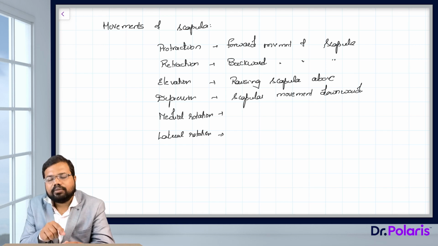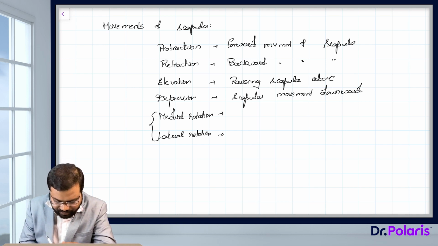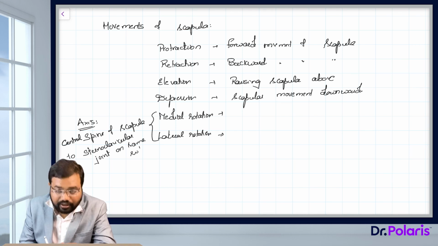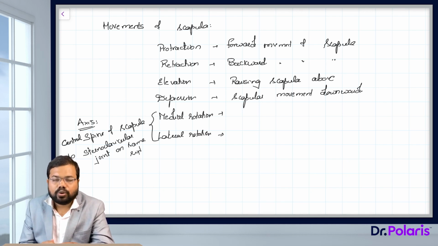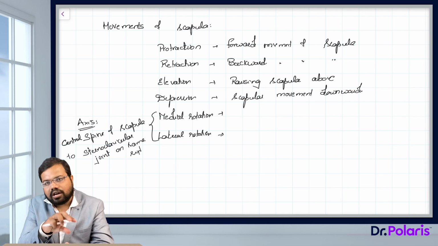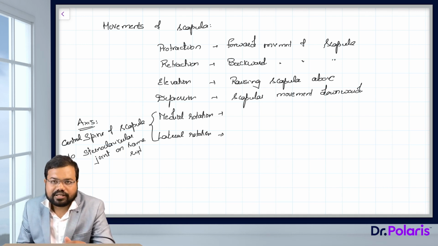Actually, the rotation takes place around an axis. What is that axis? The axis passes through the central part of the spine of the scapula on the posterior side to the sternoclavicular joint on the same side. That means for the rotation there must be some axis around which it goes. So one point will be at the center of the spine of the scapula on the posterior side, and an imaginary line extends anteriorly through the sternoclavicular joint. Through that axis, either the medial rotation or the lateral rotation occurs.